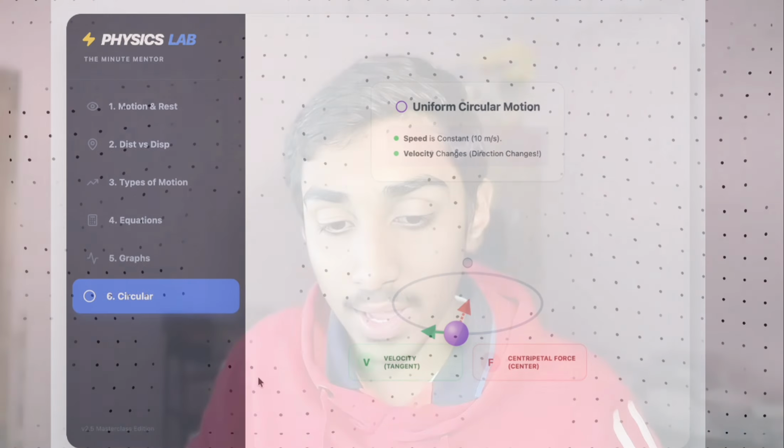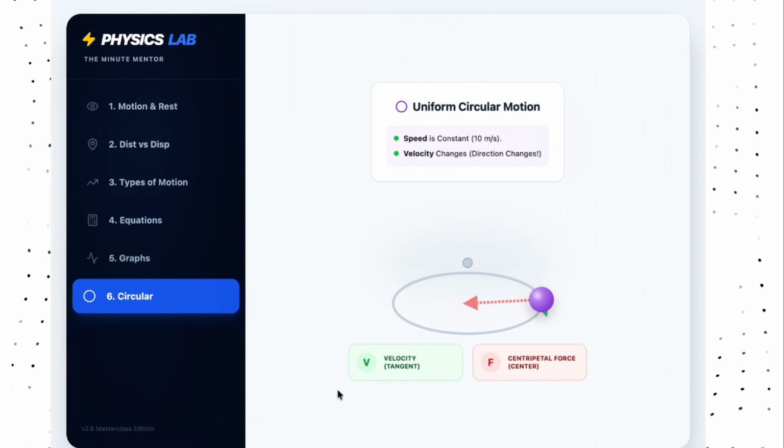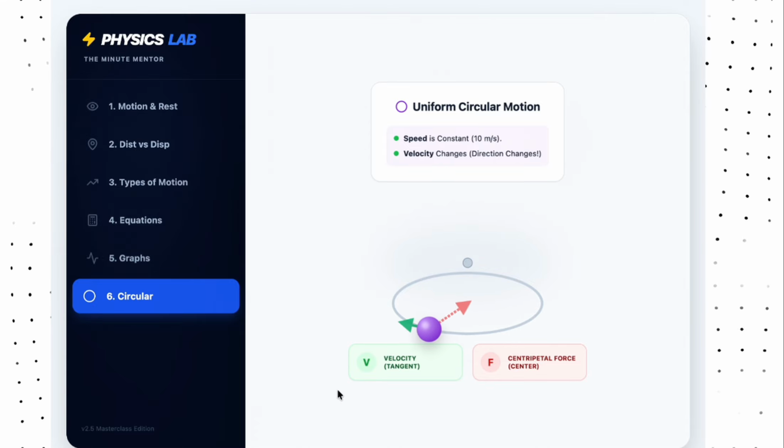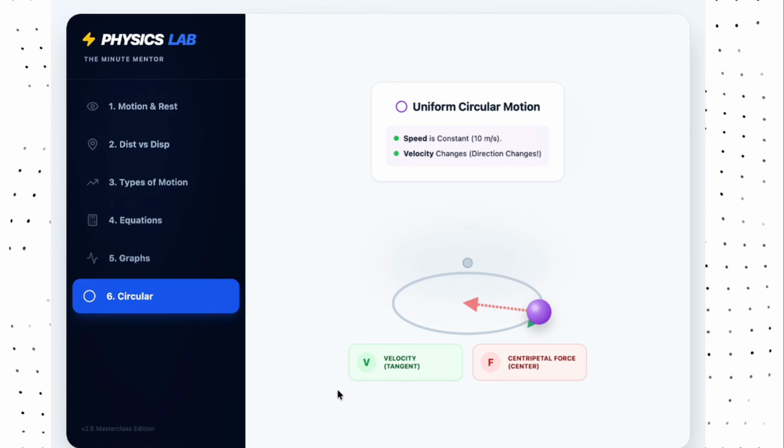Now let's conquer the final boss. Uniform circular motion. What is that? When an object is moving at a constant speed of 10 meters per second, is the velocity constant? No. So what is uniform there? The speed is uniform, but the velocity is continuously changing. Why? Look at this green arrow here. It's changing its direction, and velocity is a vector quantity. So it's basically speed plus direction. If the direction changes, then the velocity is changing.